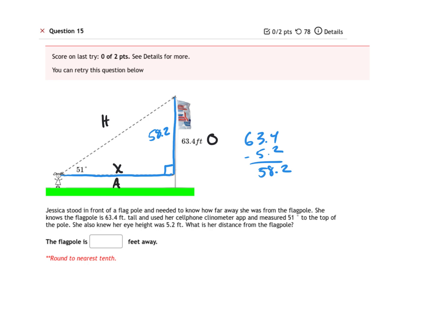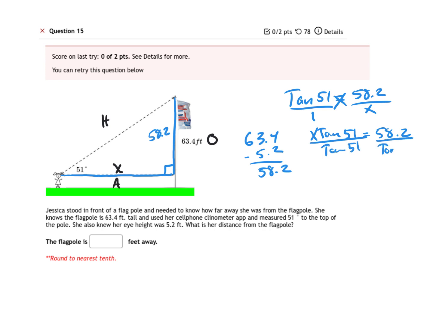Now I'm going to use tangent, because that's opposite and adjacent, to solve this question. So we do the tangent of 51 is equal to the opposite side, 58.2, over the adjacent side, which is x. Put that over 1 and cross multiply. We get x times the tangent of 51 is equal to 58.2. Divide by the tangent of 51, divide by the tangent of 51, and you're going to end up with x is equal to 47.13, and that's the distance from the flagpole.